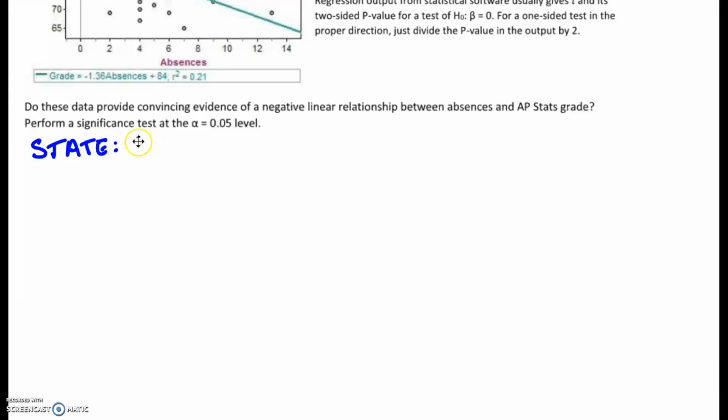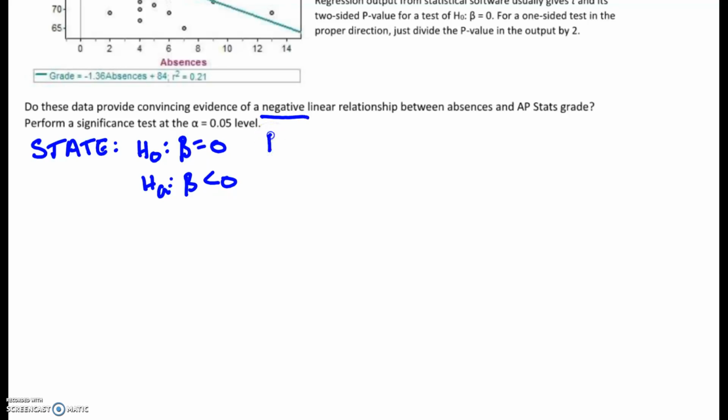So our null hypothesis is going to be that beta equals 0, because if there's no association between absences and grades, that means the slope of the line would be 0. For our alternative hypothesis, we're going to have beta is less than 0 because the question specifically states whether or not there's evidence of a negative linear relationship. So we want to know if beta is less than 0.